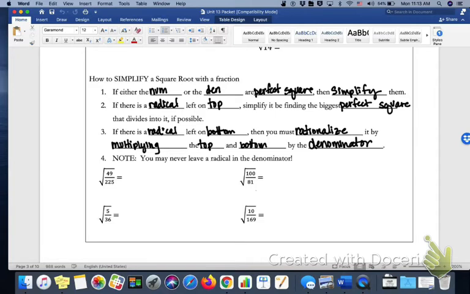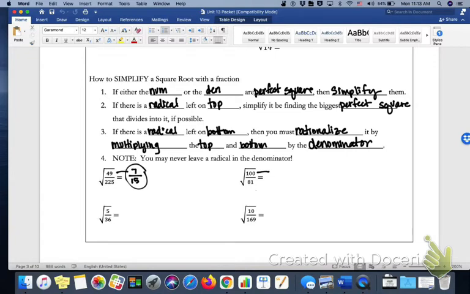Square root of 49 over 225. What I like to do is simplify that. So we can take the square root of 49, that's 7, and we can take the square root of 225, that's 15. Because both the numerator and the denominator are perfect squares, you can simplify them and leave them in fraction form. Notice the radical symbol goes away once you have simplified that.